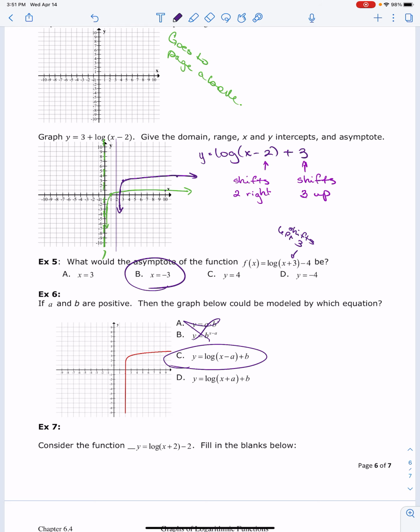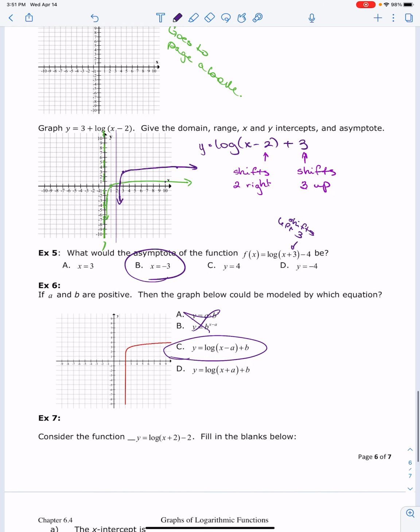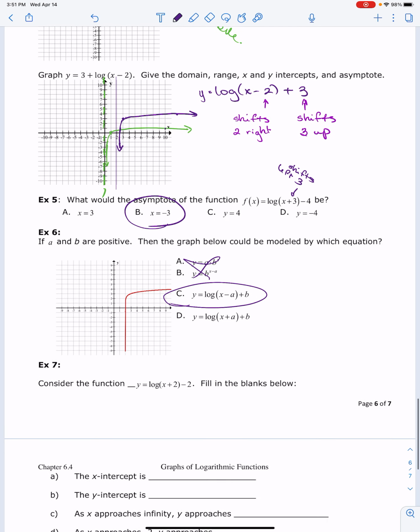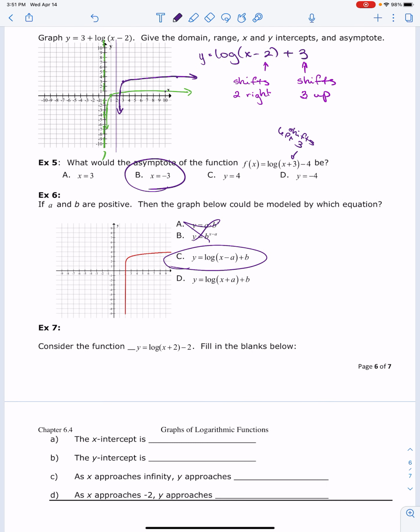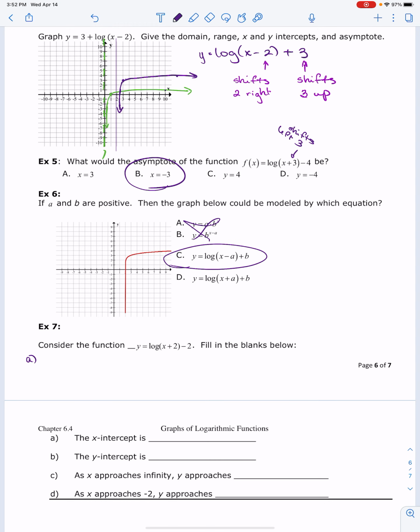And so we have one last problem that would be on page 6, so we are going to continue. I'm going to assume that this is what your copy looks like. We've got the function y equals the common log of x plus 2, all minus 2. We want to know what the x-intercept is. So the x-intercept is where our y is 0. So I'm going to put that work up here. So 0 equals log of x plus 2, all minus 2. 2 equals log of x plus 2.